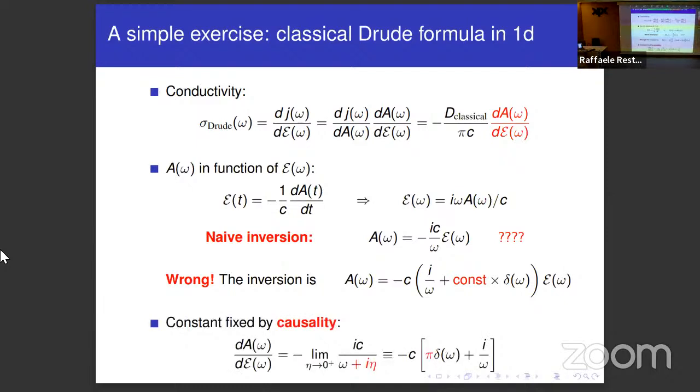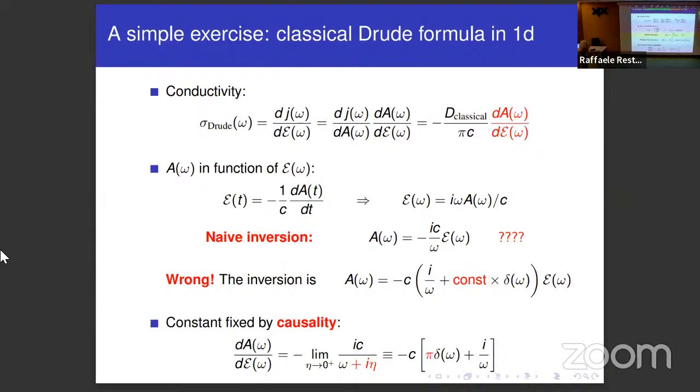Again, it is causality. You want to have a causal response. And you know that the trick to have a causal response is to add an infinitesimal imaginary part in the denominator. Or also, if you think of omega as a complex variable, this inversion would have a pole at omega equals zero, and you want to displace the pole infinitesimally below the real axis. And this is what is done.